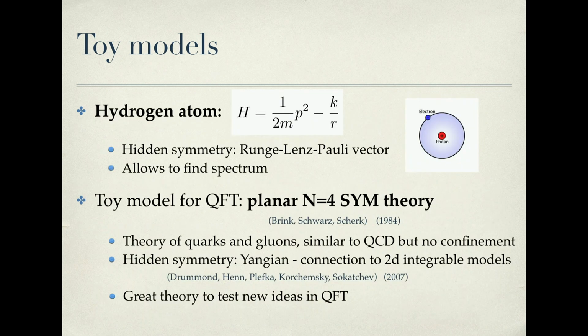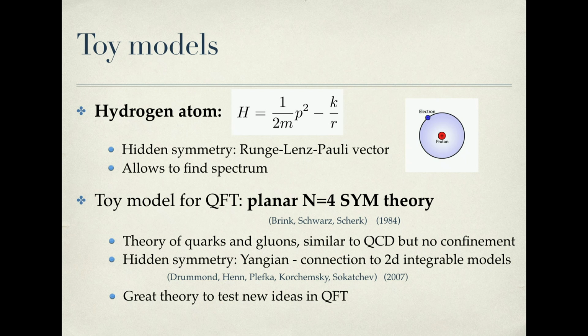This actually continues from classical to quantum mechanics. In quantum mechanics, the same situation happens with the hydrogen atom. If we consider the hydrogen atom with, again, the same potential, there is a hidden symmetry in that problem, which is not there for an arbitrary spherical potential. And that's, again, a conservation of a special vector, now called the Runge-Lenz-Pauli vector. So there is a hidden symmetry in the hydrogen atom that allows us to very easily find its spectrum. And exactly the same thing happens for quantum field theory.